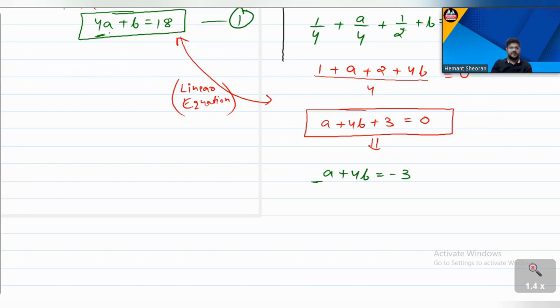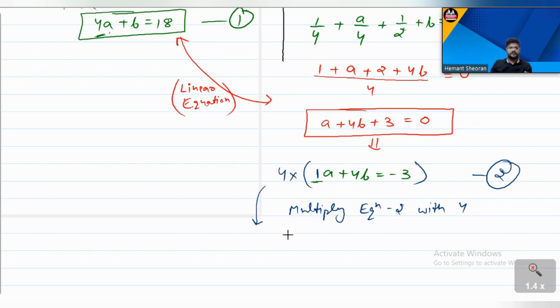We will multiply equation number 2 with 4, because over here the coefficient is just 1, we want to make it 4. So we will times the whole equation by 4. So what will it become now? 4a plus 16b equals minus 12. Yes or no? And then you're going to write down the 4a plus b equal to 18 below it.